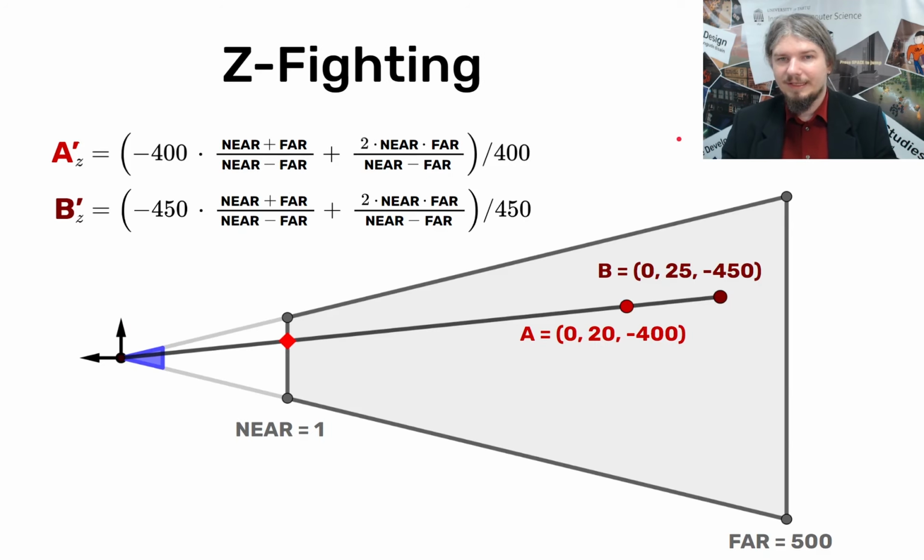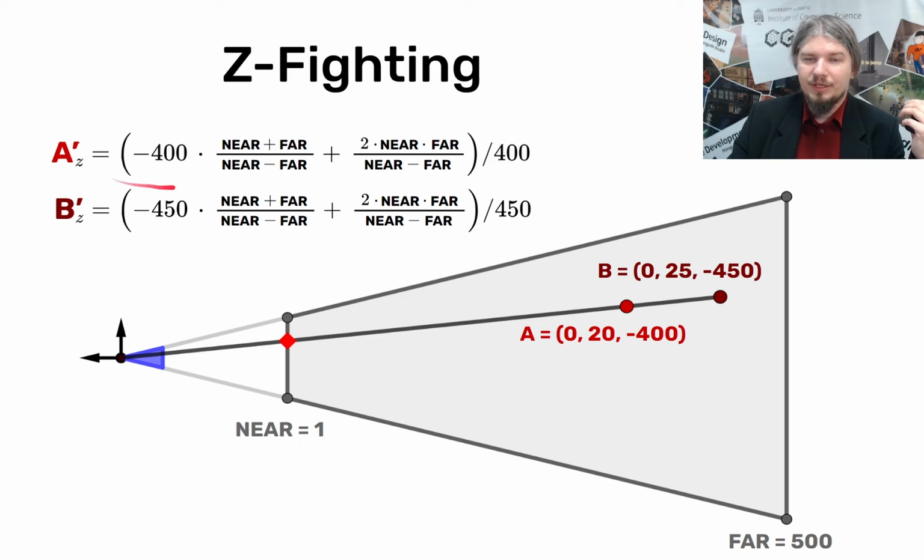There is also something called z-fighting, and this refers back to the way we calculate the depth. Remember, the depth had this hyperbolic curve, and we had more granularity in the depth near the near plane than near the far plane. So let's see this case. We have these points A and B, and they're pretty far away from each other. One is at z minus 400 and another is at z minus 450, 50 units apart. Let's calculate the depth values of both of these points after they've been projected.